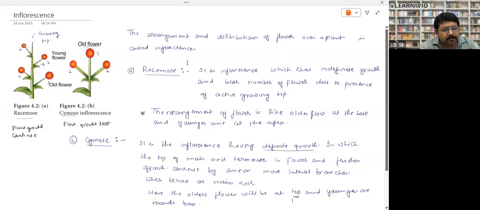In racemose inflorescence, the oldest flower will be at the base, that you have to remember, and the youngest at the top. It will have a growing tip, meaning after the flowering, the plant will not stop growing. Even after the flowering, the plant will keep on growing.